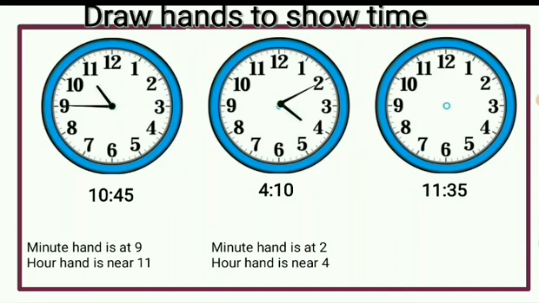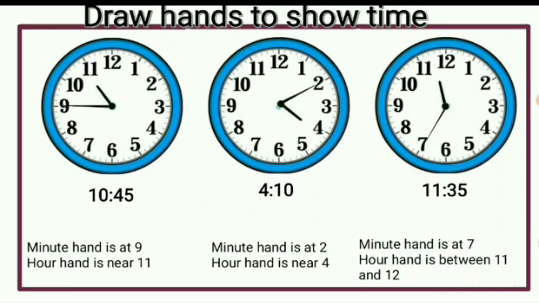11:35. Now 35 minutes. So the minute hand will be at where? It will be at 7, because 7 5s is 35, and the hour hand will be somewhere between 11 and 12, because it has just passed half, isn't it? So it will be somewhere between 11 and 12 or near 12. So the minute hand is at 7 and the hour hand is between 11 and 12.